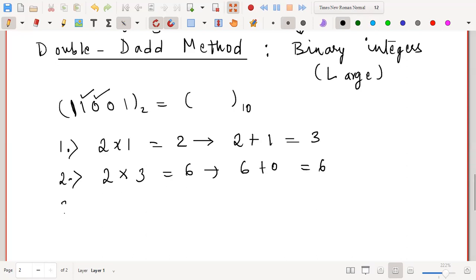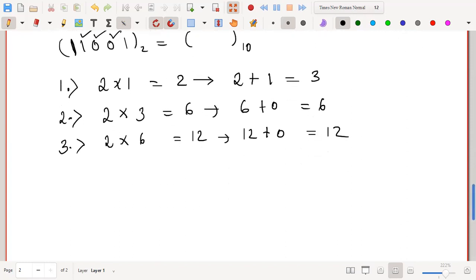So again, in the third step, you will continue this. I have a 6 here. I will double this 6. So 2 into 6 is 12. And then I will have to add this 12 to the next bit. And what is the next bit now? That is 0. So 12 plus 0, I got the number as 12. So let me just slide it down.